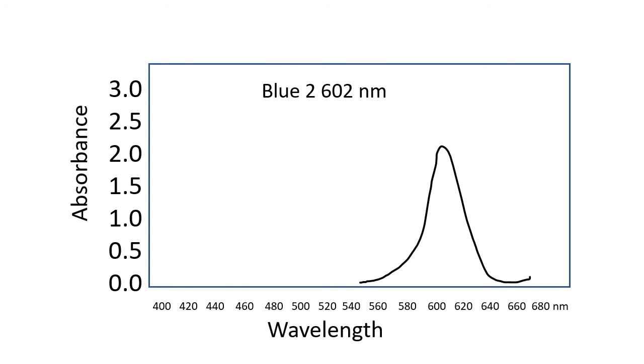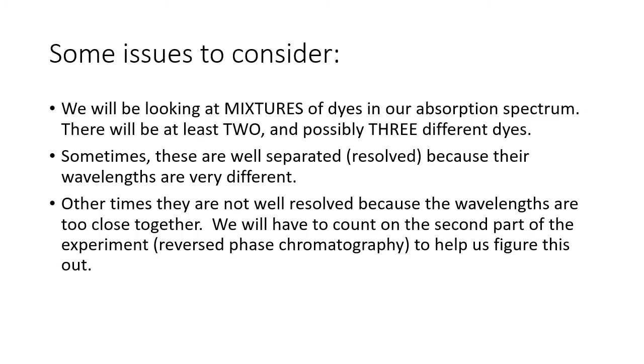Similarly, blue 2 absorbs best at 602 nanometers, and I can see this with this purified dye in that it has a nice peak of absorbance right around 600. So I would identify that as blue 2. Okay, now in our case, we'll be looking at mixtures of dyes, not the purified dyes. Each one has at least 2, and some of them have 3 different dyes. And sometimes they're well separated, but sometimes they're not. And so we're going to have to deal with that when we do our reversed phase experiment.